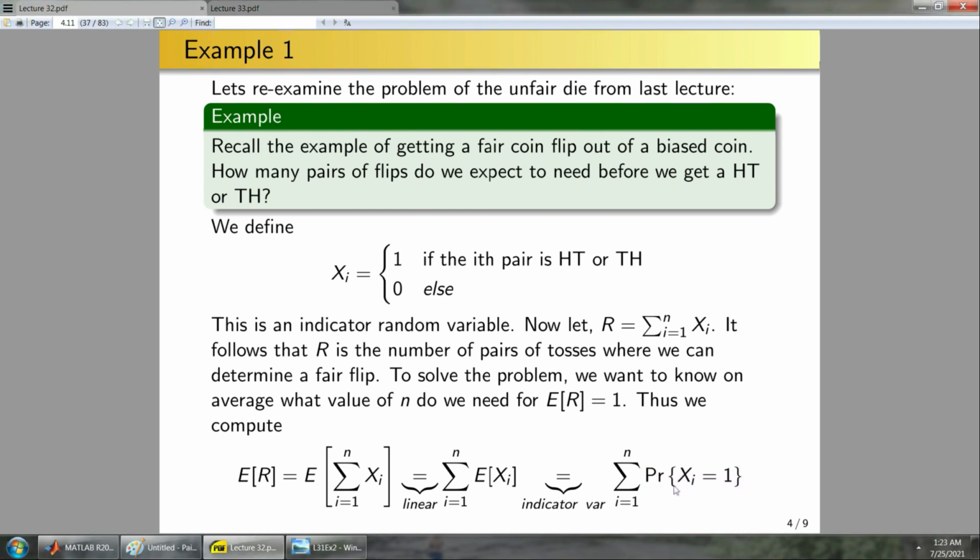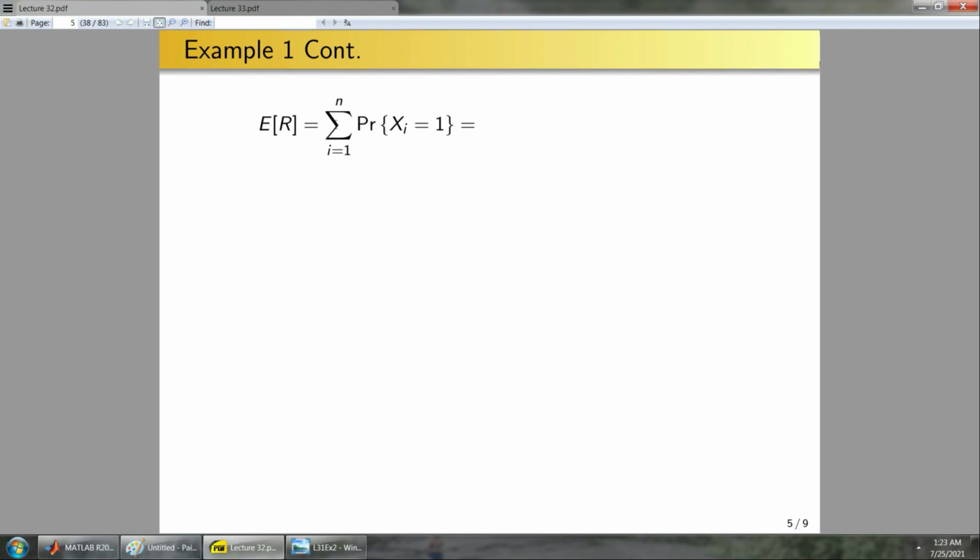So now, do I know what this probability is? Well, yeah, I can compute it. So let's do that on the next slide. So the expected value of R is equal to this, and this X_i was the event that I either have a heads tails or a tails heads. I computed that last lecture, or I could do it again real quick, but this is simply 2, so heads tails versus tails heads, times p, the probability of heads, times 1 minus p, the probability of tails. So this is simply this sum here.